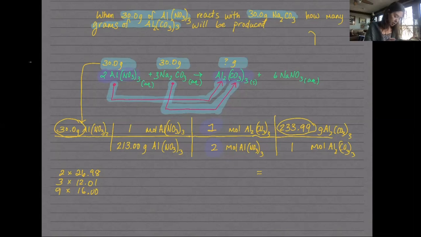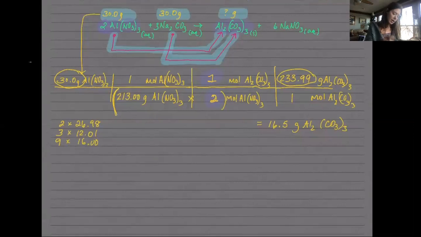a 7,000 number. I'm going to divide it by, I'm going to put parentheses in my calculator, right, for the 213. So I'm going to hit divided by parentheses, 213 times 2, close parentheses. And then I'm going to hit equals. Be sure to look over there for your exponent because there is one. And I've got 16.5. And that 16.5 what? Grams of aluminum carbonate can be produced with the 30 grams of aluminum nitrate.